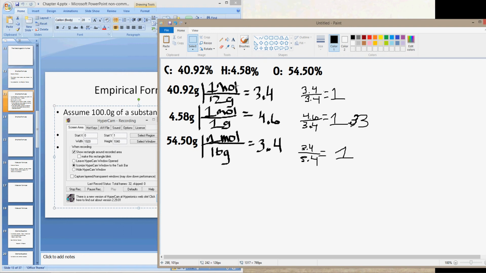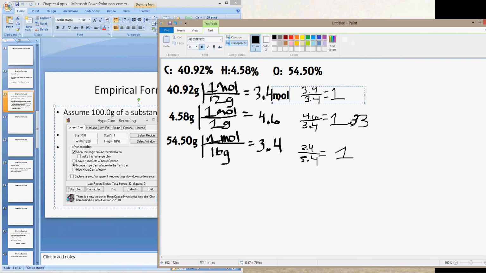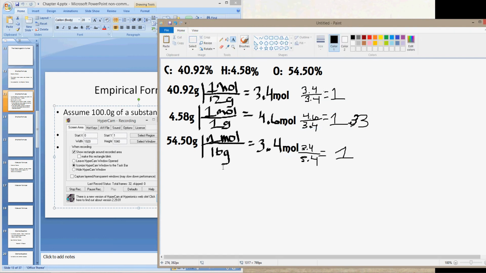See, 40.92 grams, 4.58 grams, 54.50 grams, and then you convert them into moles. These are moles right here. These are moles. Alright, you see how we just converted the grams to moles? And then you get the lowest one, and you divide that by each of them.